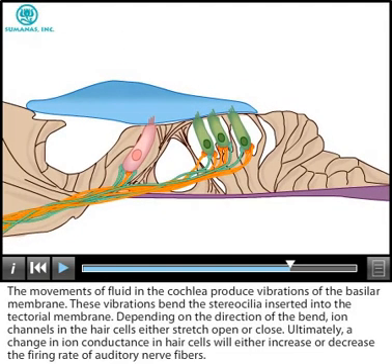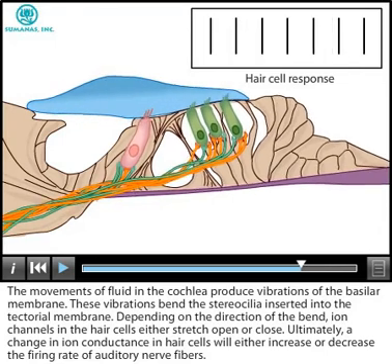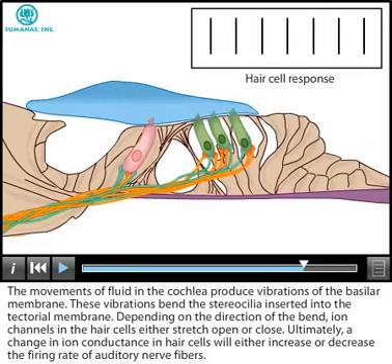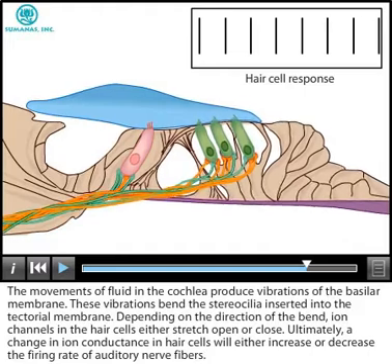The movements of fluid in the cochlea produce vibrations of the basilar membrane. These vibrations bend the stereocilia inserted into the tectorial membrane. Depending upon the direction of the bend, ion channels in the hair cells either open or close. Ultimately, a change in ion conductance in hair cells will either increase or decrease the firing rate of auditory nerve fibers.